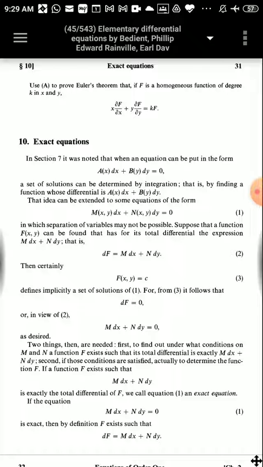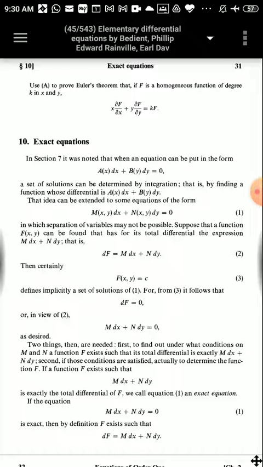Two things then are needed. First, to find out under what condition on M and N a function f exists such that its total derivative is exactly M dx plus N dy. And secondly, if those conditions are satisfied, to determine the function f. If a function f exists such that M dx plus N dy is exactly the total derivative of f, we call equation 1 an exact differential equation.